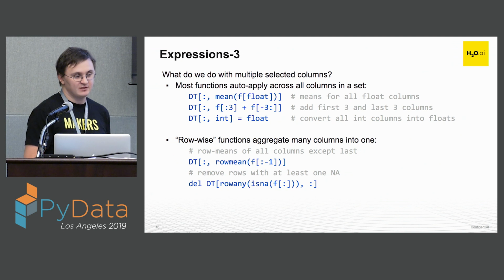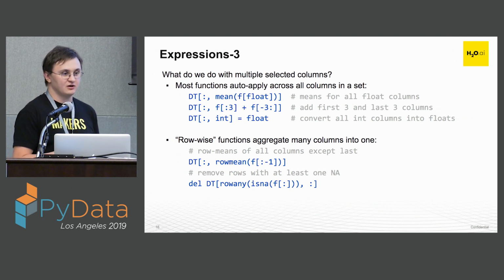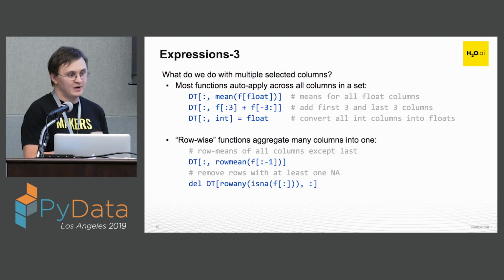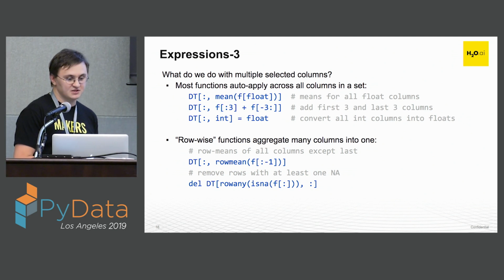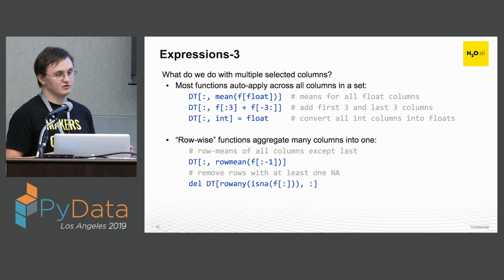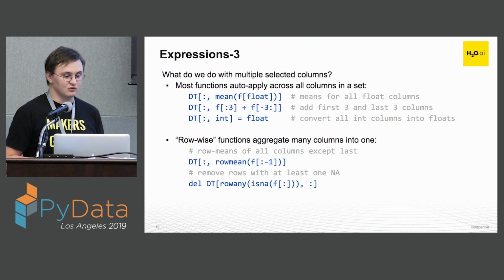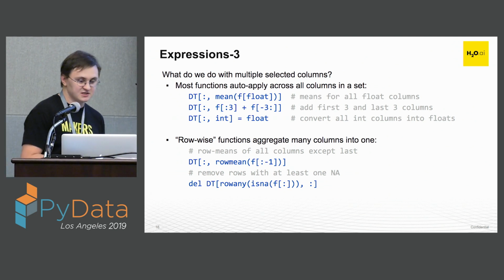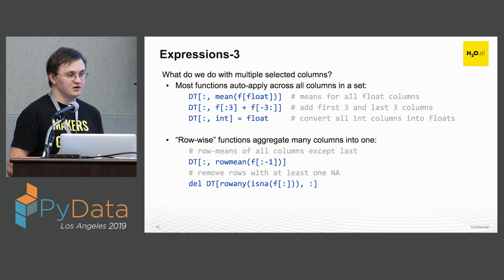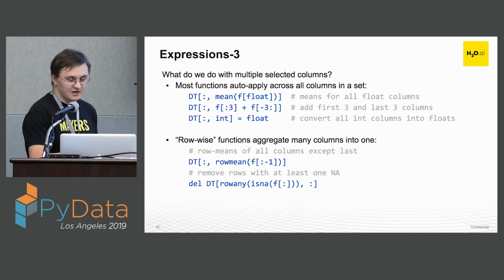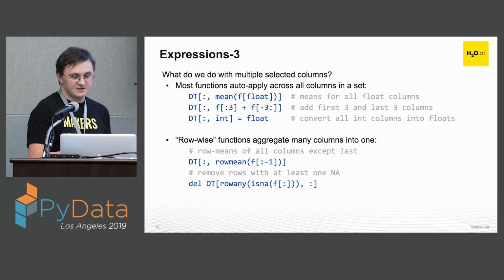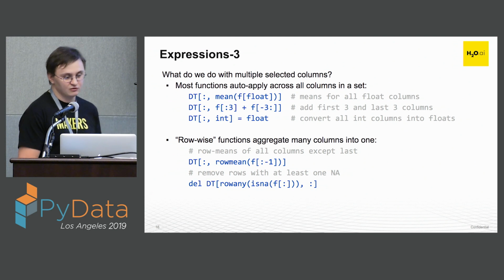And then once you select them, you can apply functions to those f. Most of our functions automatically map through all the columns. For example, the first expression here says mean of f float. So f float selects all the float type columns. Then mean of that means that the mean function is applied to every one of those columns. So the result is that we will have a frame that contains the means of every single column. The second expression says take the first 3 columns and the last 3 columns and add them together, so they will be added component-wise. The last expression says select all the integer columns and then assign the type, and assigning types means the typecast. So basically this just converts the type of all integer columns into float columns.